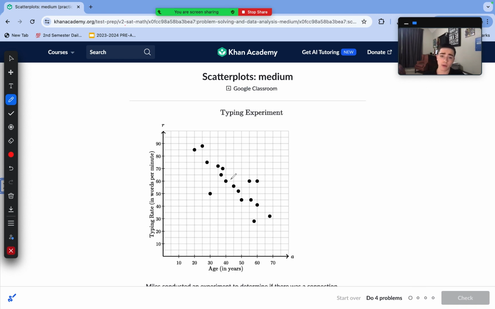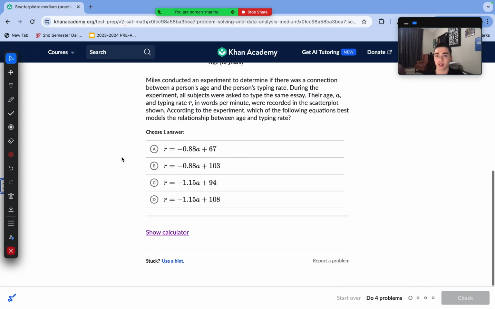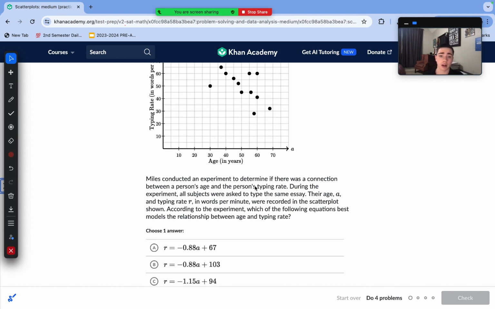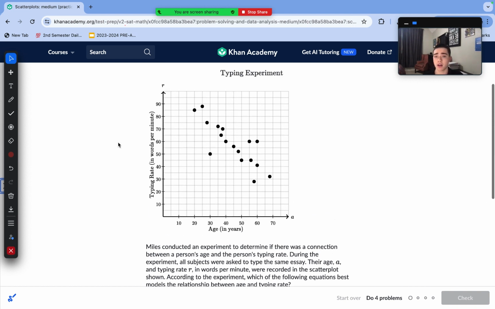Let's get started. So we have a scatterplot here, a relationship that we're going to have to represent linearly. Miles conducted an experiment to determine if there was a connection between a person's age and a person's typing rate. During the experiment, all subjects were asked to type the same essay. Their age and typing rate were recorded in the scatterplot shown. According to the experiment, which of the following linear equations best models the relationship between age and typing rate?